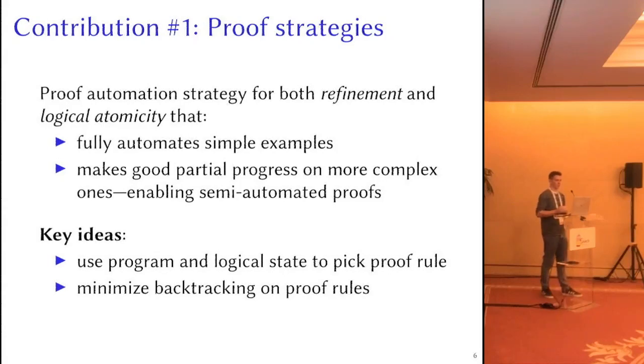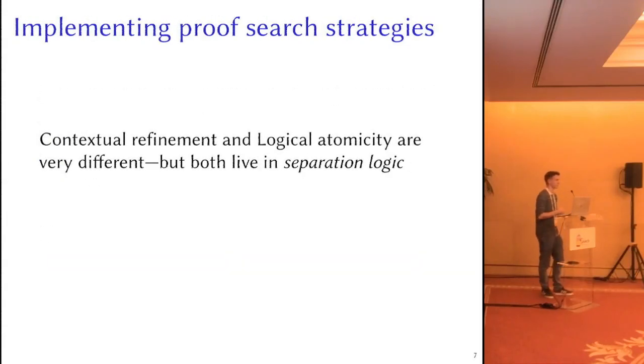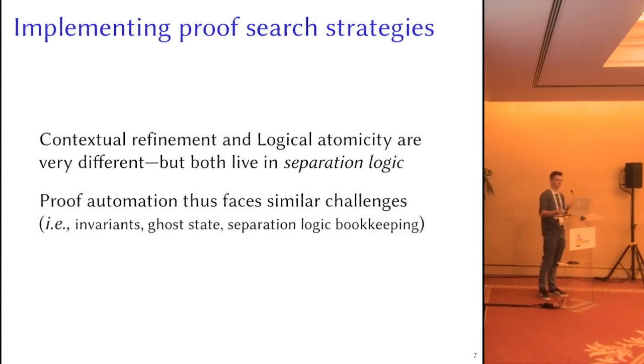All right, so contextual refinement, logical atomicity, these are very different notions, different rules and different strategies, but there's one thing which is quite the same, is that they both live in this concurrent separation logic. And so if you're building proof automation for these kinds of program specification styles, you really need to solve kind of the same problems. So you need to deal with separation logic bookkeeping, and since we're doing concurrent separation logic here, you need to deal with the challenges faced there, such as dealing with invariants and ghost state.